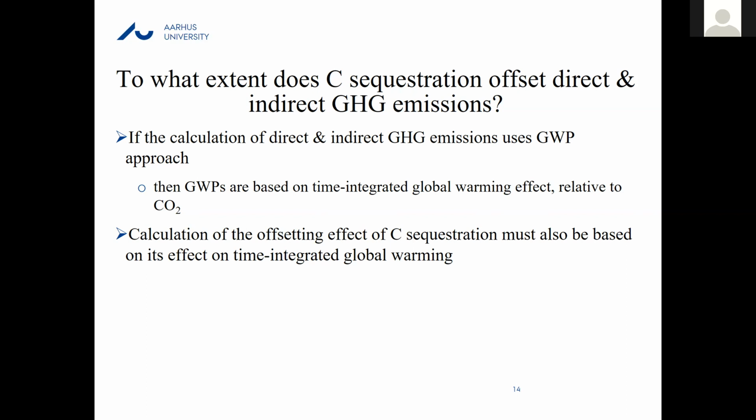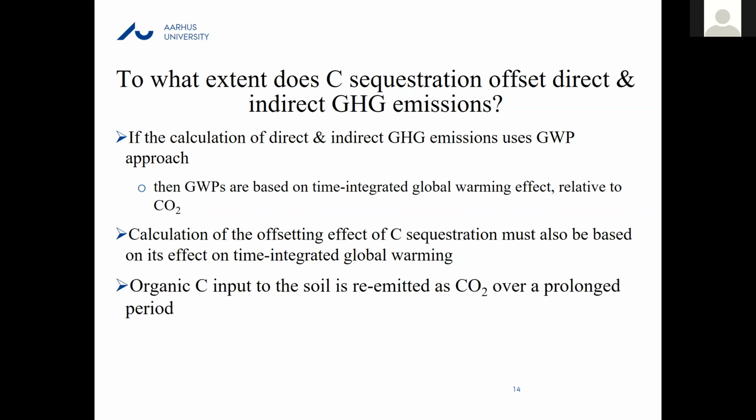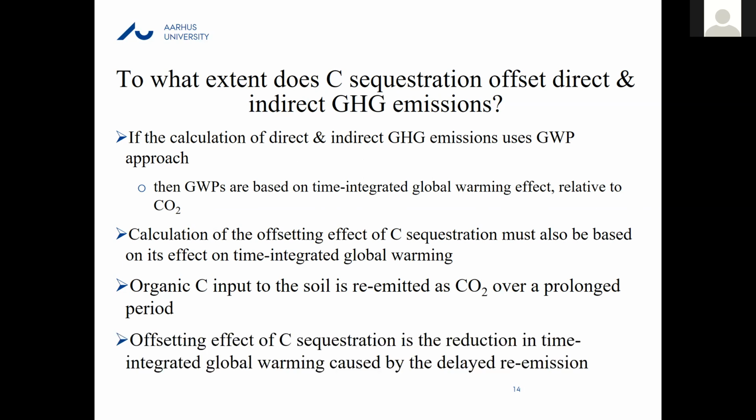If we want to calculate the offsetting effect of carbon sequestration, we must use a method that is based on the same approach, i.e., its effect on time integrated global warming. Whereas emissions of direct and indirect greenhouse gases are considered to occur wholly within the relevant accounting year, the organic carbon input to the soil is re-emitted as CO2 over a prolonged period. The offsetting effect of carbon sequestration results from the reduction in the time integrated warming caused by this delay in re-emission.